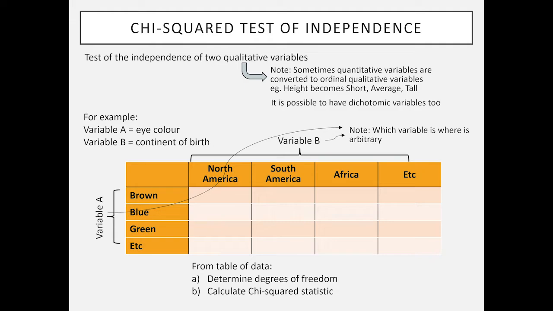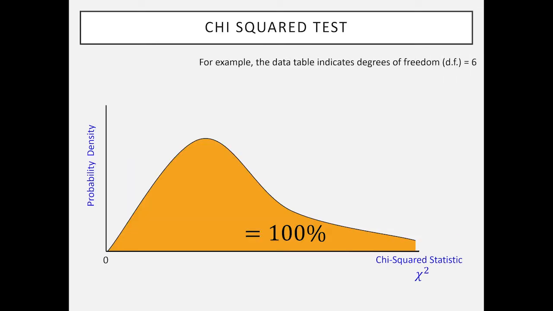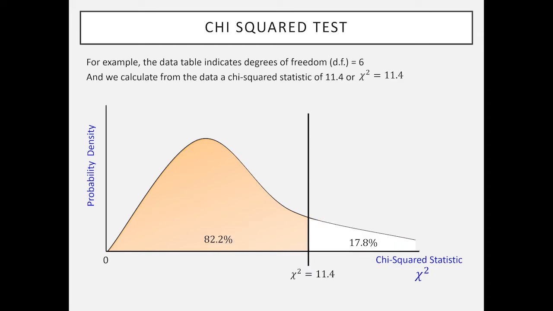Basically, the table of data will be used to determine the degrees of freedom necessary for the chi-squared PDF, and then secondly, to calculate a specific statistic, which we'll refer to as the chi-squared statistic. How is the test performed? Well, here I've got an example where I've got the PDF of a chi-squared. Let's say the degrees of freedom are equal to 6. The area below the graph, of course, is 100%. And let's say I use the data and, for example, I calculate this chi-squared statistic and it's equal to 11.4.